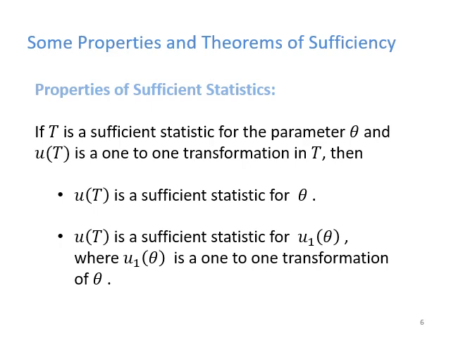This means that for every value of u, there is only one corresponding value of t. If we have more than one value of t corresponding to one value of u, then the transformation is not one-to-one. So here again the property says that if we have a one-to-one transformation in t, we call it u of t, then u of t also will be a sufficient statistic for theta. The second property says that u of t is not only a sufficient statistic for theta, but it is also a sufficient statistic for u1 theta, where u1 theta is a one-to-one transformation of theta.